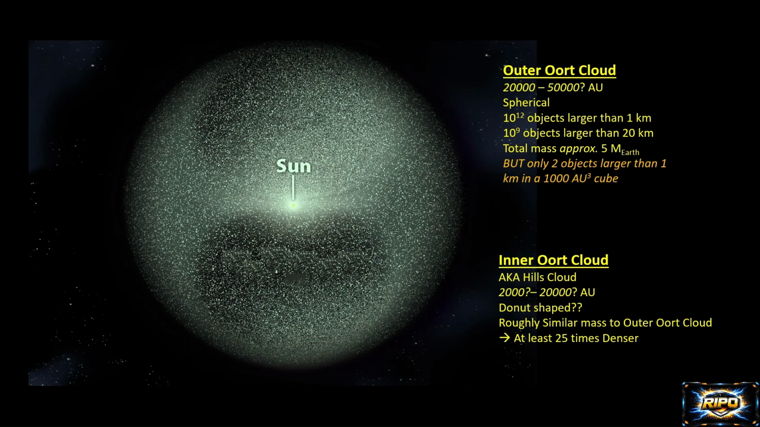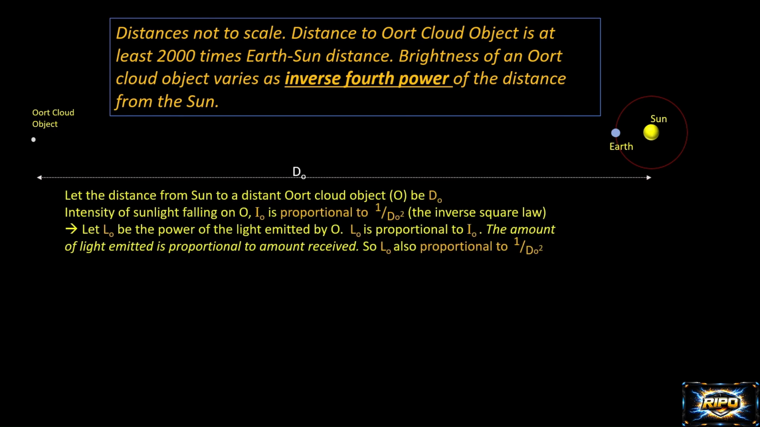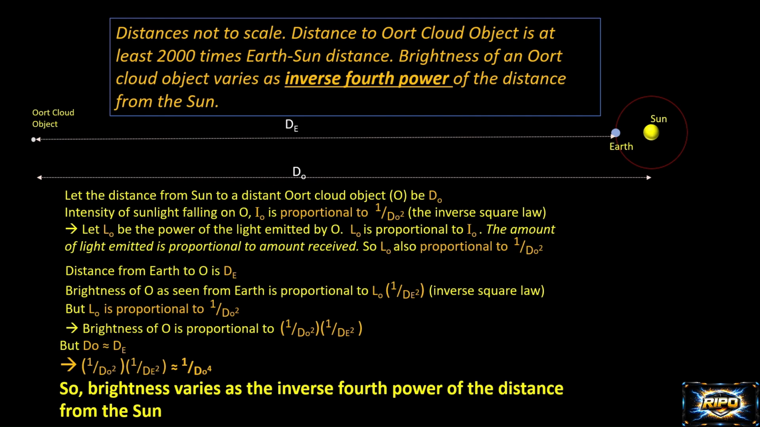If we think about the brightness of distant objects from the solar system, which shine by reflected light, you can actually show that the brightness declines as the 4th power of its distance from the Sun. This is because the amount of sunlight it gets from the Sun declines as the inverse square, from the well-known inverse square law. But its distance from Earth also declines as an inverse square. So when you put the two together, you have an inverse 4th power relationship.